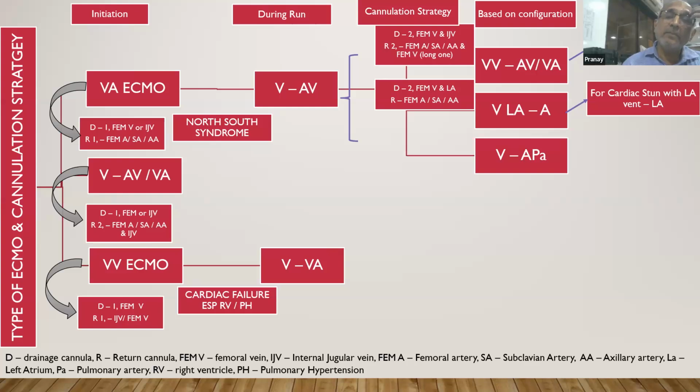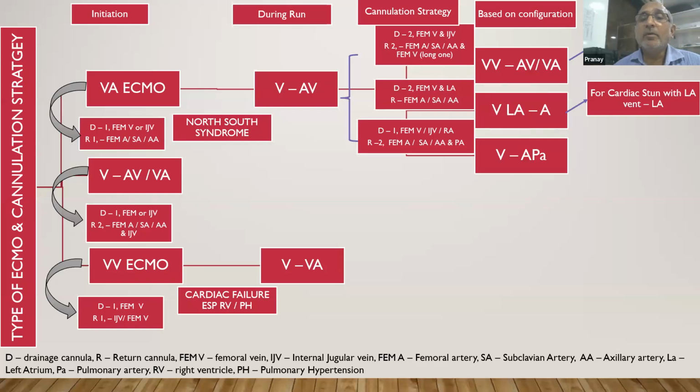Or you can have VAPA. So again, one drainage and two returns. One is in the femoral artery and the second is in the pulmonary artery. That you usually do for RV failure. It is something like you are converting to a BiVAD.